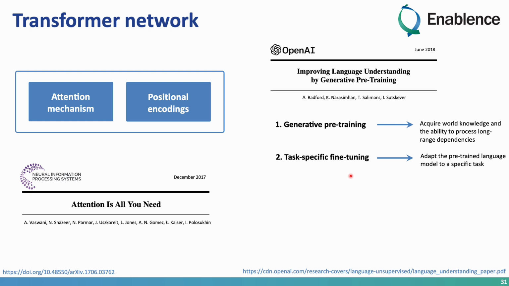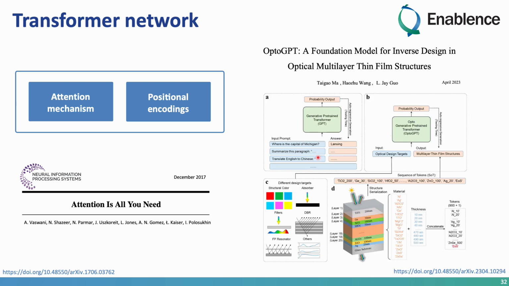This model, that is known as GPT, Generative Pre-trained Transformer, is a foundational model. In other words, it's an AI model that was trained on broad data at scale, such that it can be adapted to a wide range of downstream tasks. Now, since 2018, the transformer network was extended and adapted for many other applications besides natural language processing. This is very recent work from the University of Michigan, which reported progress towards building a GPT model for inverse design of optical multilayered thin film structures.